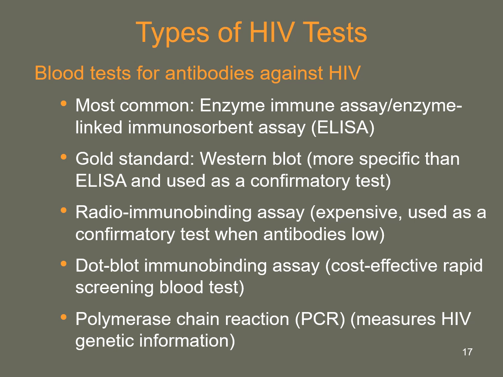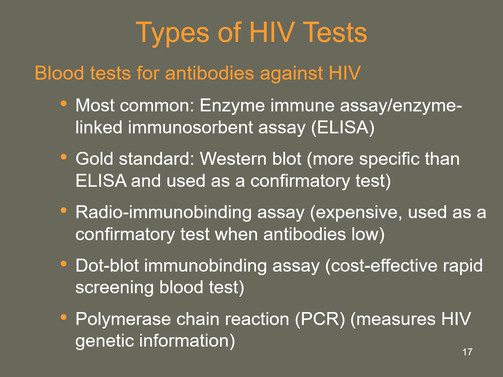Then we also have the gold standard, which is also known as Western blot, more specific than ELISA. So this one is actually better than ELISA and used as a confirmatory test. This is what we mostly refer to as UNIGOLD.